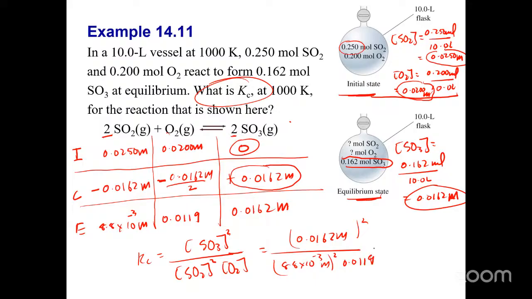And then we do the number crunching: 0.0162 squared divided by 8.8 times 10 to the minus 3 squared, and then divided by 0.0119. Okay, so according, hold on, let me do this again. I think I may have made a mistake somewhere. 0.0162 squared.